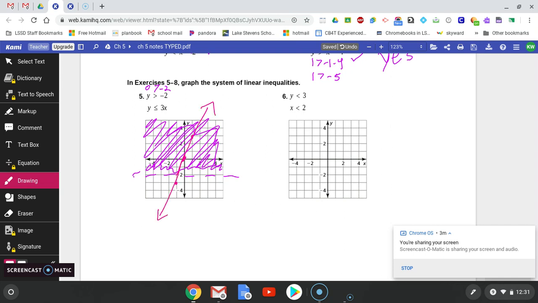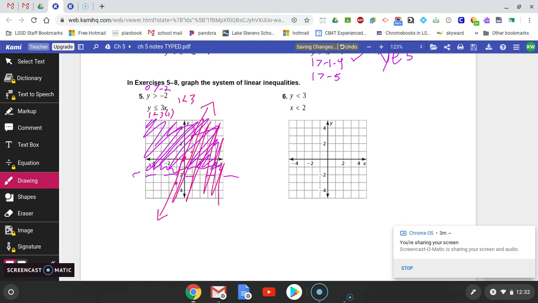And then again, I need to pick a point. This time I can't pick 0, 0 because 0, 0 is actually on that line. So I'm going to pick the point 1, 1. So I'll pick this point right here. If I plug in a 1 for y and a 1 for x, I end up with 1 is less than 3, which is true. So that means I'm going to shade everything on this side of the line.